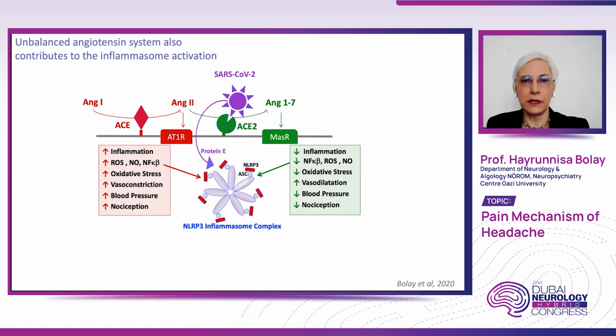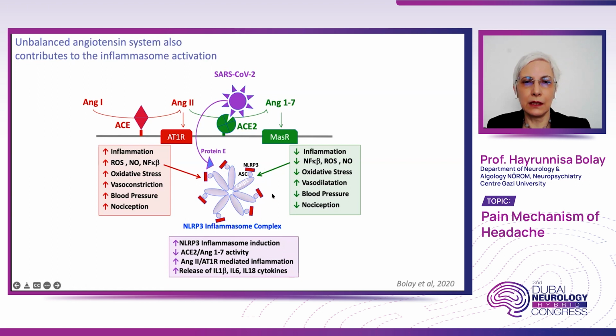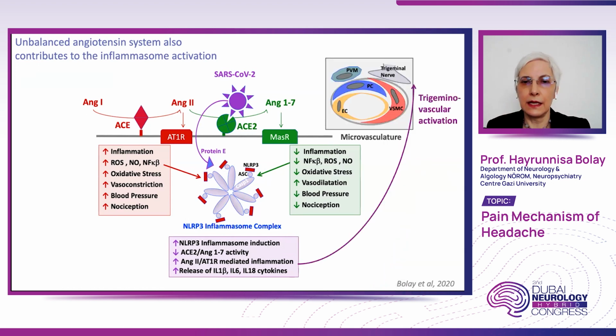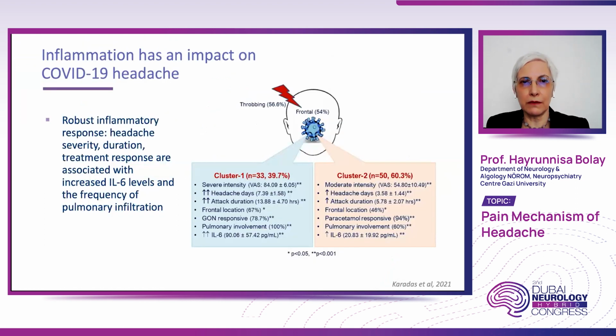When the virus binds to the ACE2 and this inhibits this arm, we see the further induction of NLRP3 inflammasome and release of cytokines as a consequence. And these cytokines in the near vicinity or in the systemic circulation could easily activate the trigeminal nerve and trigeminovascular activation, and lead to the headache. So unbalanced angiotensin system contributes to the inflammasome activation.